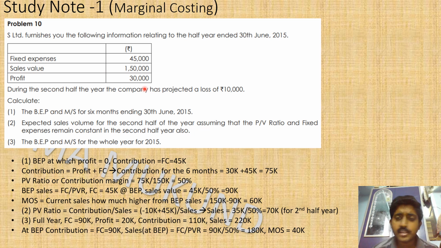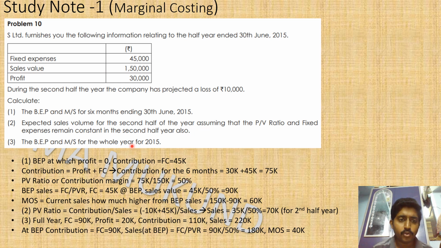So yes, let's read out the question. During the second half of the year, the company has projected a loss of 10,000 rupees. So the loss is 10,000 in the second half of the year. Okay, calculate the break-even point and margin of safety for the 6 months ending. So for the first half of the year, we have to find the break-even point. For break-even point, we need the PV ratio. As I said earlier, yes, we can calculate the PV ratio. PV ratio is contribution divided by sales. 50% is the PV ratio.